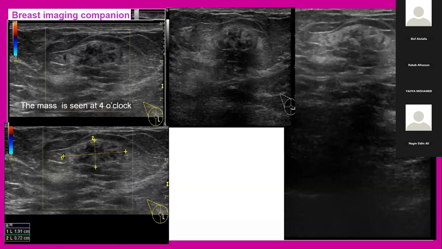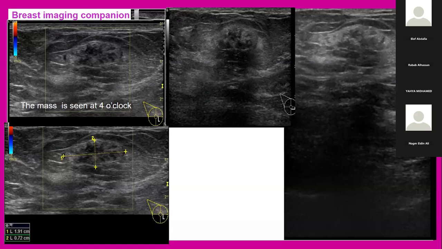So this is her ultrasound. The ultrasound appearance also simulates a hamartoma, but it is not very typical. We cannot confidently say this is a hamartoma and that is it. There is posterior shadowing and an incomplete border, as we have seen in mammography. One of the images has been dropped.